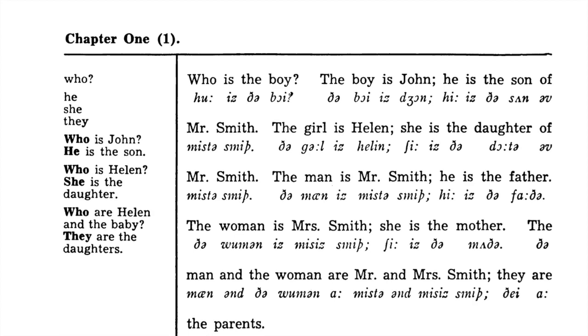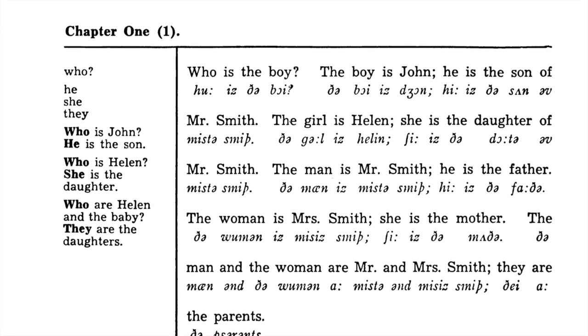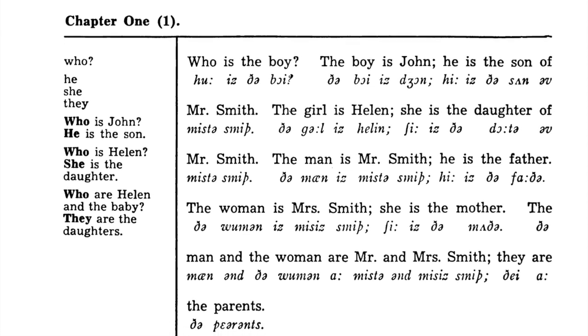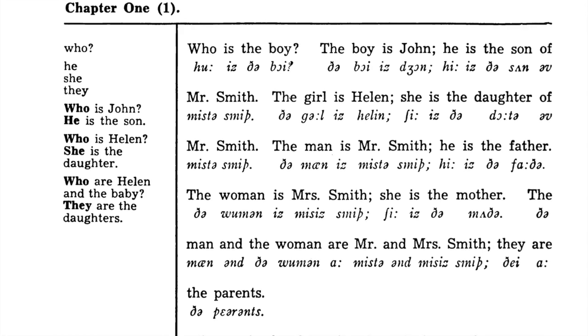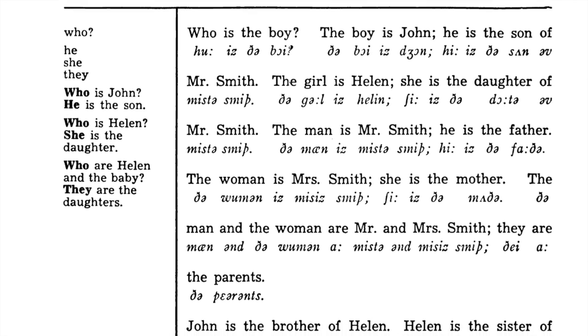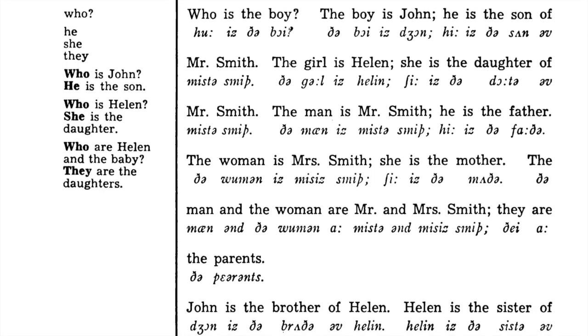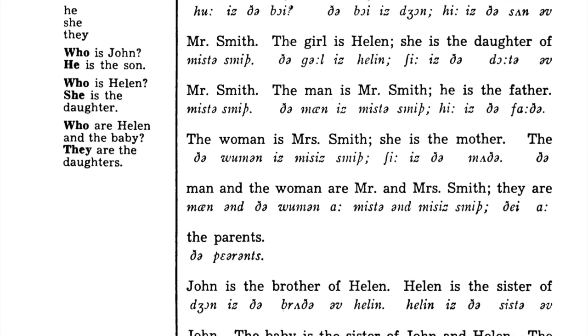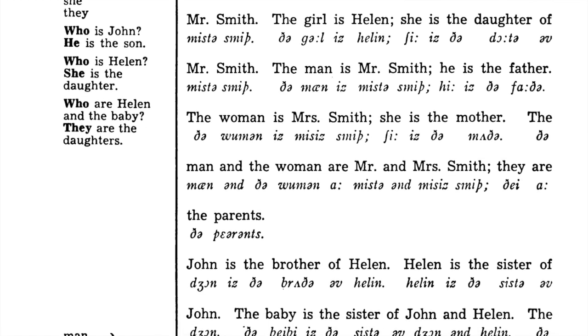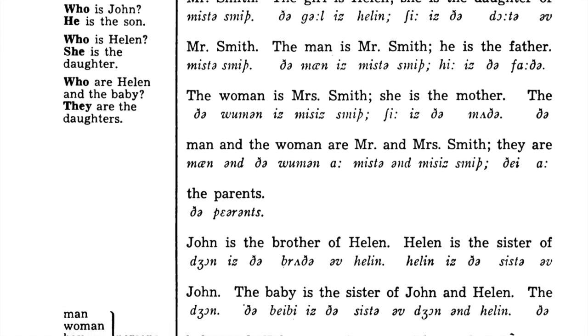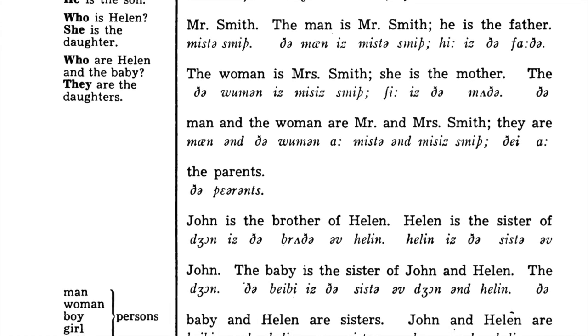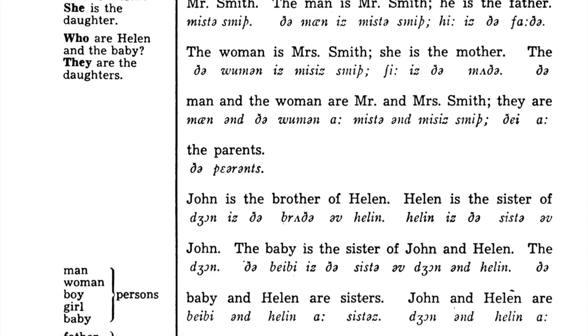The boy is John. He is the son of Mr. Smith. The girl is Helen. She is the daughter of Mr. Smith. The man is Mr. Smith. He is the father. The woman is Mrs. Smith. She is the mother. The man and the woman are Mr. and Mrs. Smith. They are the parents.